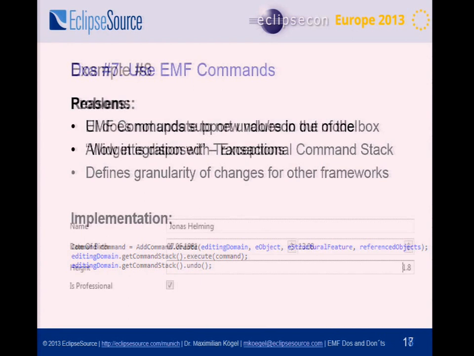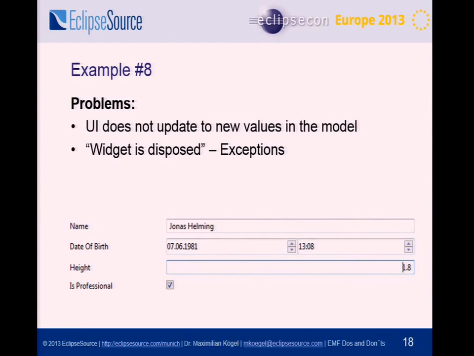Another problem: you have a UI, maybe this widget here, and you have another thread in the background, or you have a batch task, and it updates some of the values in the model, but it's not reflected in the UI. The other thing that can happen is that you get widget is disposed exceptions because you didn't use data binding or you implemented it in a buggy way.